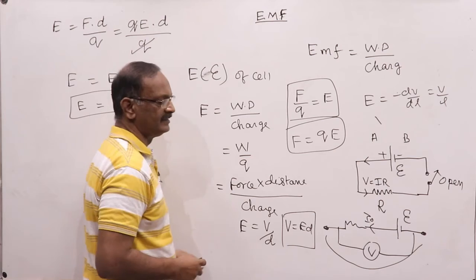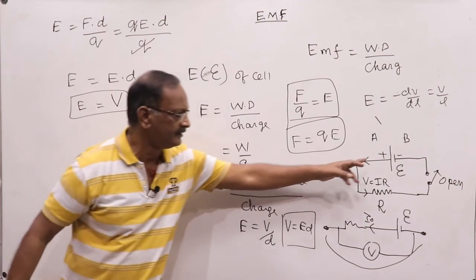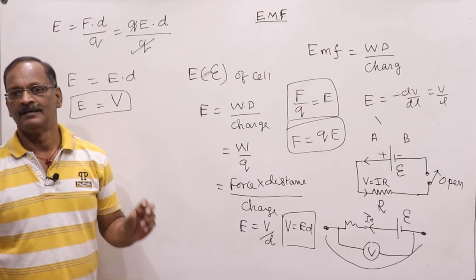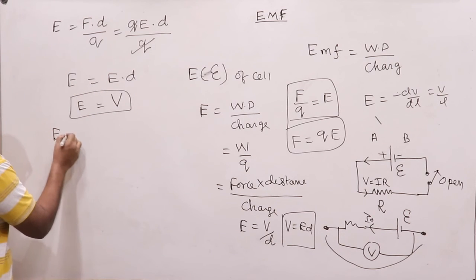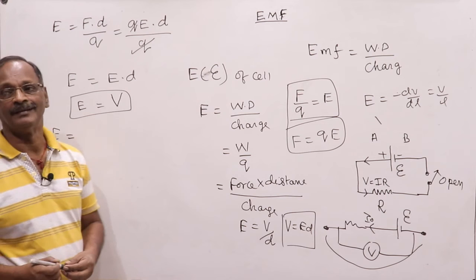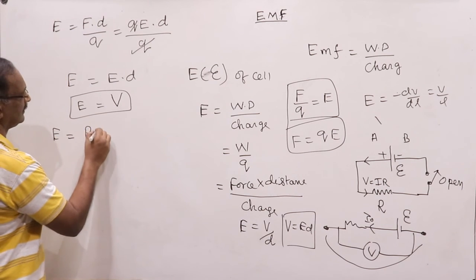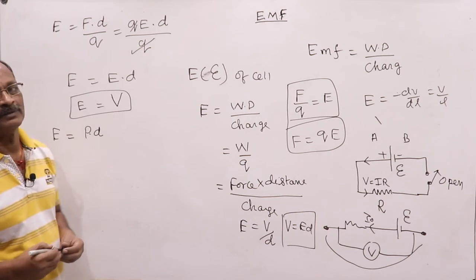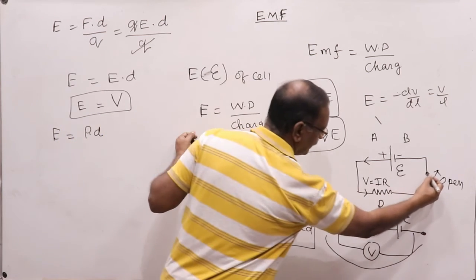So therefore the EMF of the cell, that is the source, this is the source which gives the EMF, is equal to the potential difference between its terminals.